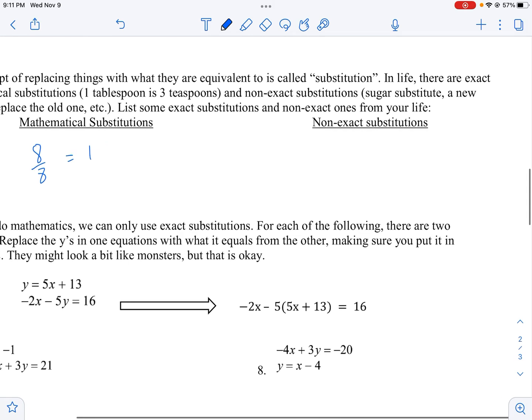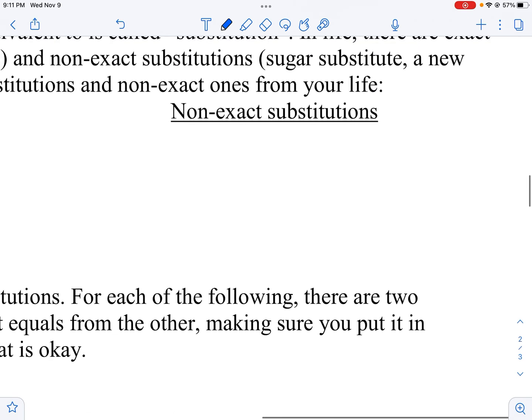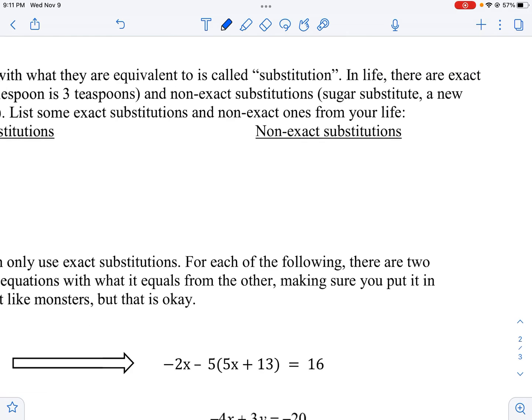And then there's non-exact substitutions. Say you have a substitute teacher for your class. That is a substitute, a replacement, but it's not the exact same person, right? Different personalities, different names and stuff. So that'd be a non-exact substitution. Or if you're replacing something in a recipe with something that's equivalent to it, that would be a substitution, but it's not exact.